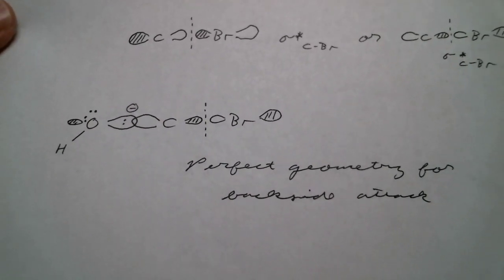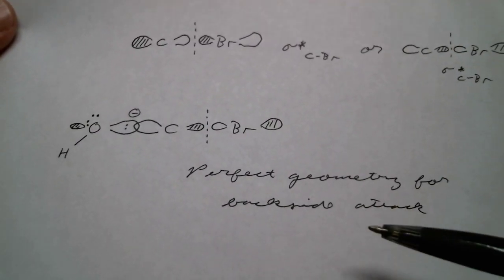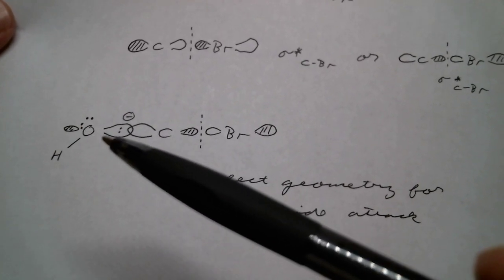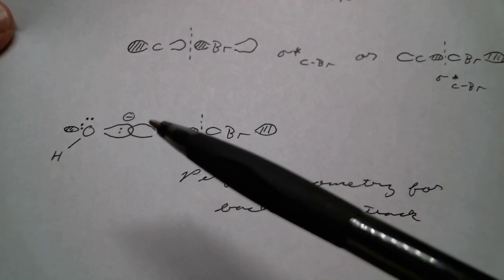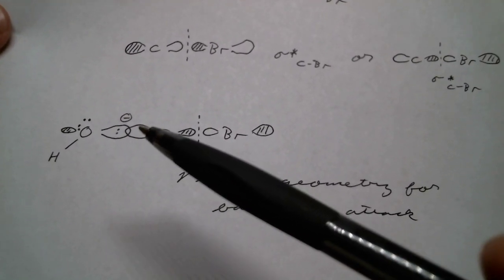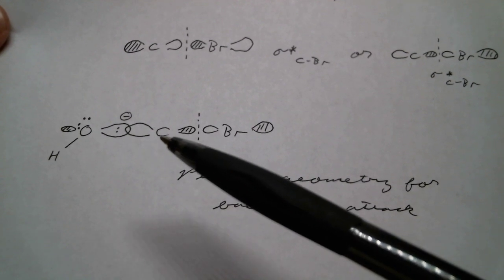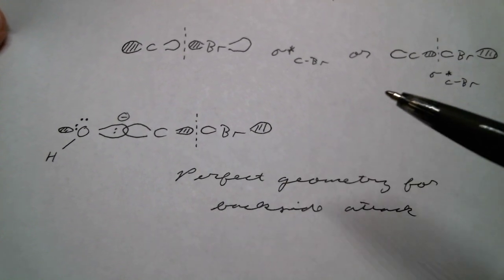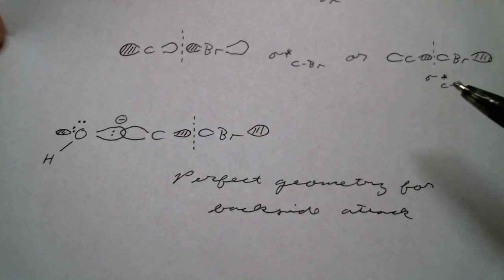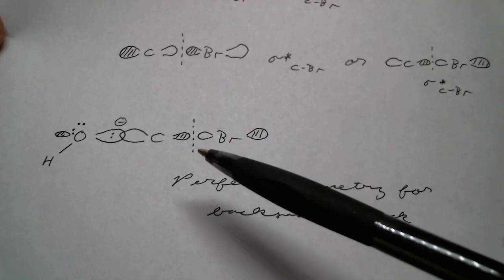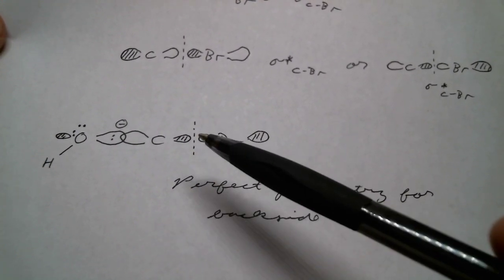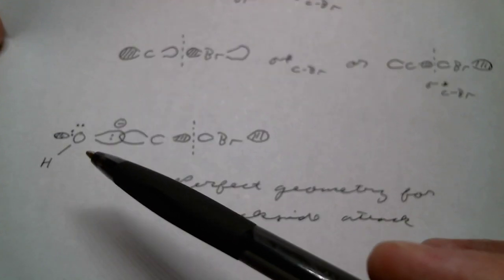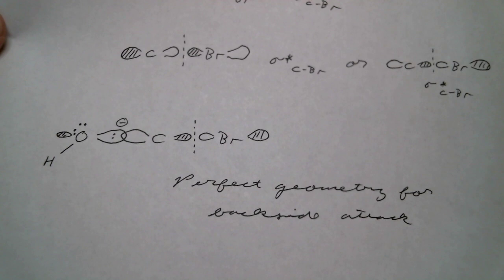And so there's a perfect geometry for backside attack. Our non-bonding pair of electrons in our hydroxide in its lobe can overlap with the similarly phased lobe on carbon on the backside, and that pumps electron density into the sigma antibonding carbon-bromine molecular orbital, which has the effect of breaking this bond. And then this kind of looks like a sigma carbon-oxygen molecular orbital, does it not?